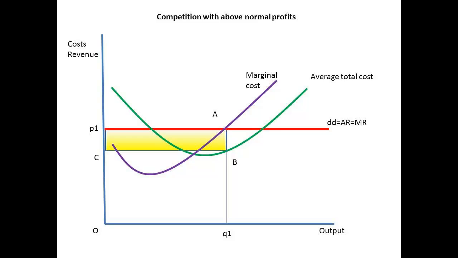Here I am showing how much revenue has been earned as above normal profits. I have shaded the rectangle P1ABC. The effect of having above normal profit in an industry is to attract new firms into the industry. This will result in increased production, so output is increased and the price is pushed back down. Eventually the above normal profits will be eliminated.